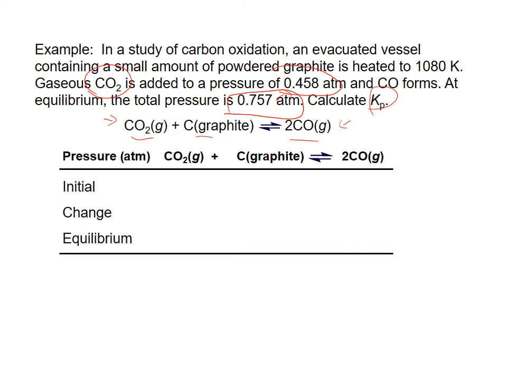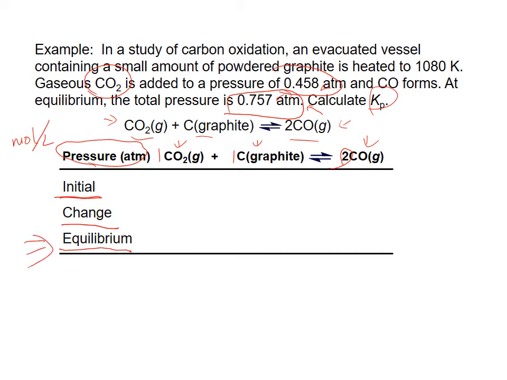You write the reaction, list the reactants, CO2, graphite, list the product, and clearly show the stoichiometry, which is 1, 1, 2. In this case, we have pressure given, so we write pressure here. More often we use concentration, moles per liter, but in this case it's the pressure. First row, write initial pressure. Second row, write change of the pressure, and third row, write equilibrium pressure. This is the one we need to find out.